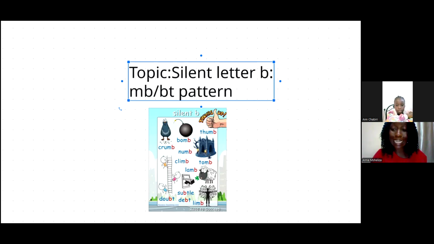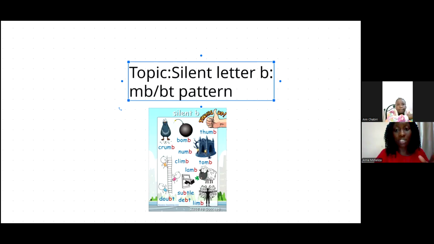So today we are looking at the silent letter B and how it remains silent in some words. There are two patterns that make a letter B silent. When a letter B comes after letter M, the B is quiet. It is silent. And when it comes before a letter T, it is also quiet.